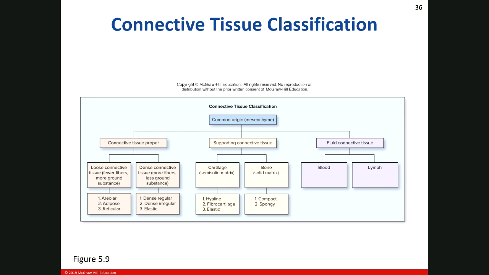Okay, connective tissue classification. We already saw this. I'm not going to review this, but I want you to keep in mind the three types of connective tissue: connective tissue proper, supporting, and then fluid. And then we'll break it down. We're going to go through all these here. Quick review, though. Trust me.